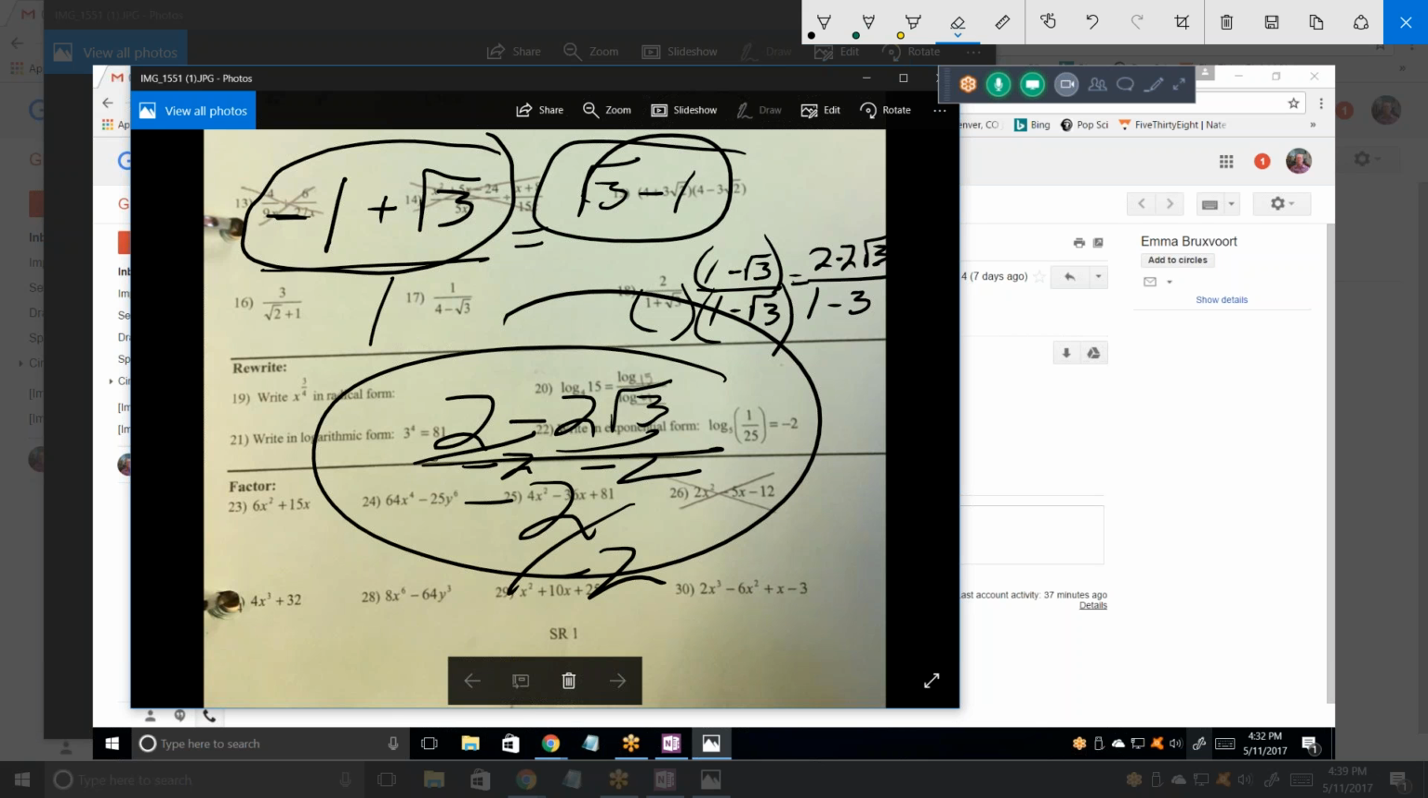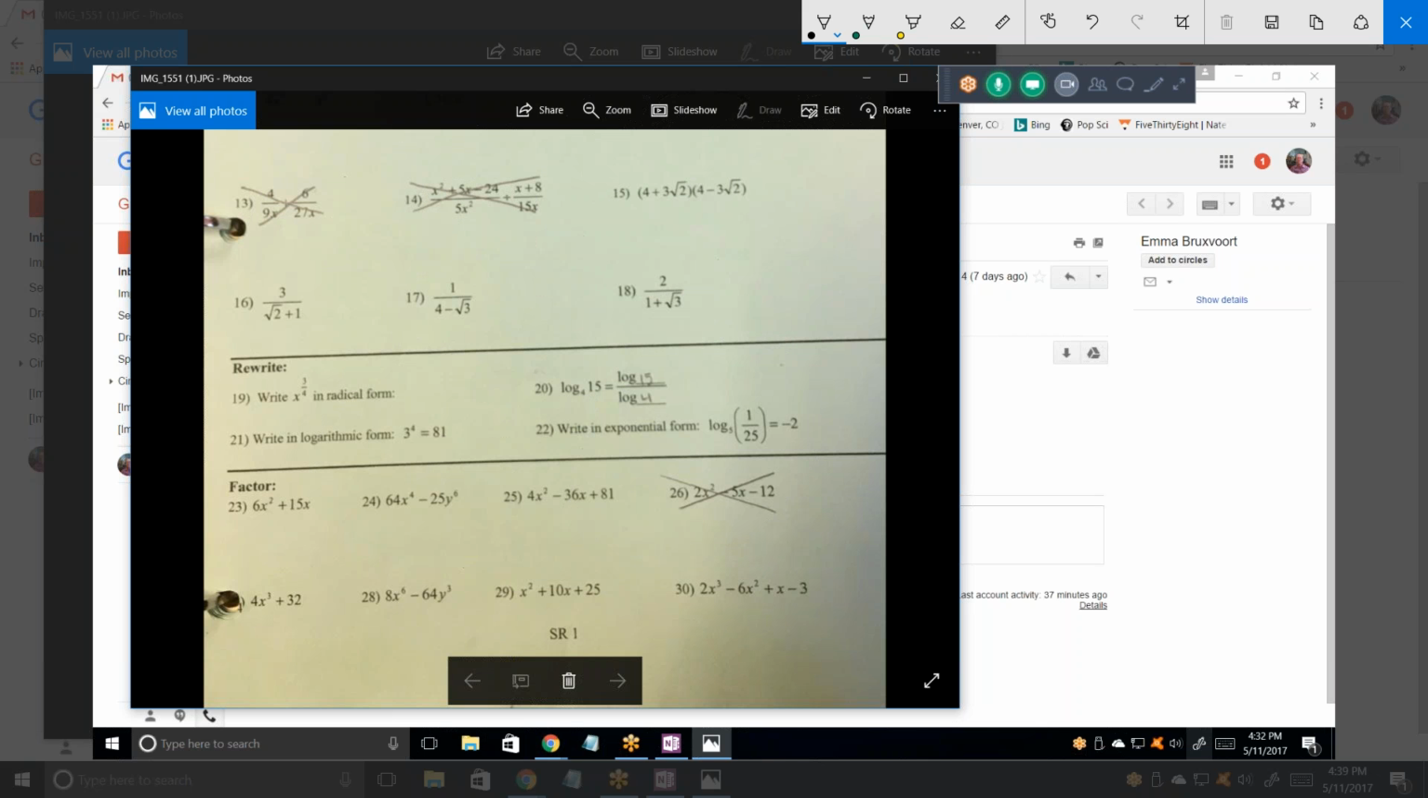Okay. What else do we want to work on here? We could do just the factoring on the bottom. Okay, you understand 19 through 22? Pretty good? Let's just go through them all just so I make sure. How do you write x to the 3/4 in radical form?